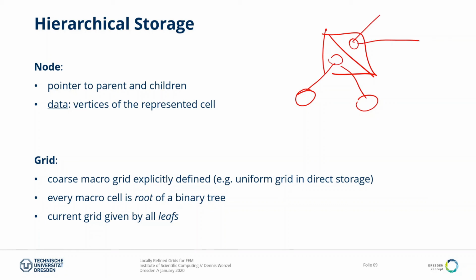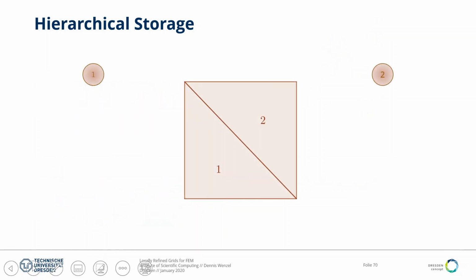And the current grid that I have is given by all the leaves of my binary tree, for all of those binary trees, of course. Okay, let's look at this. Say we have our standard macro grid, and I have two cells. One is cell 1 and cell 2. Both of them have to store.